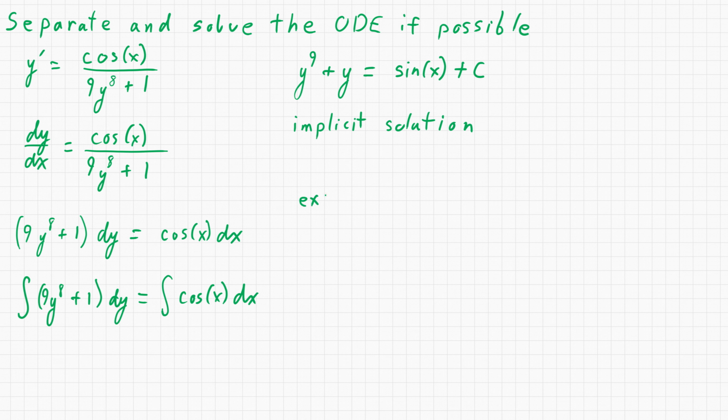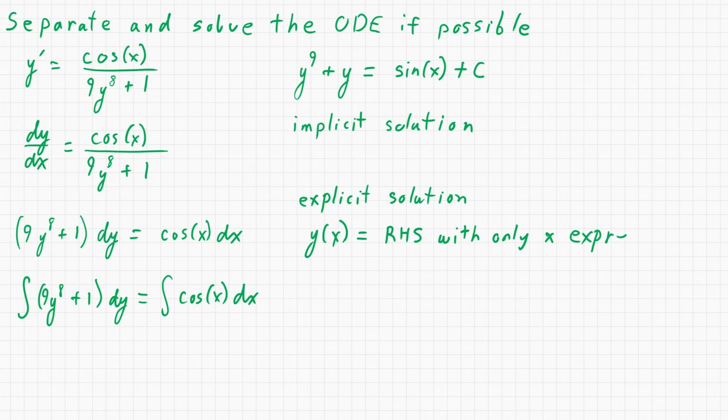So an explicit solution would be y of x equals, RHS with only x variables on it. I'll say expression. Right, so we can't do that in this case. We can't solve for y all by itself. So instead, we're just going to leave it as is, as an implicit solution, and we can't go any further.